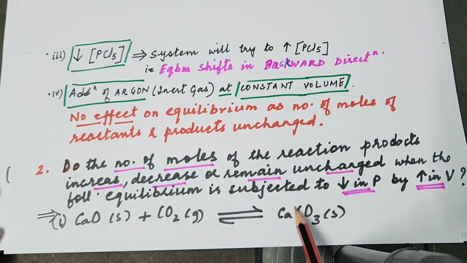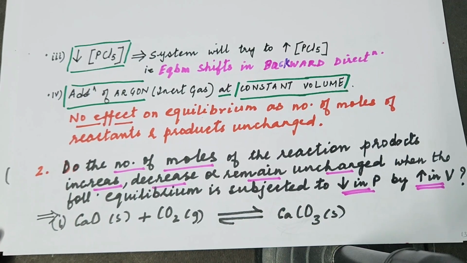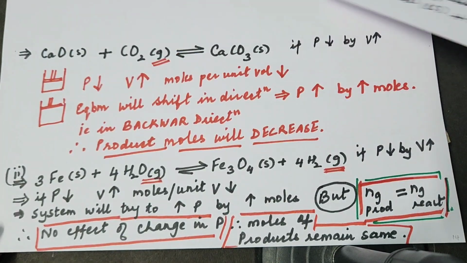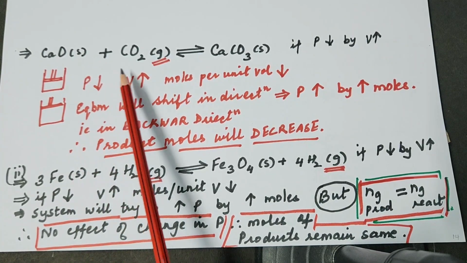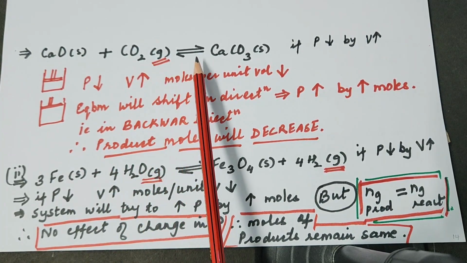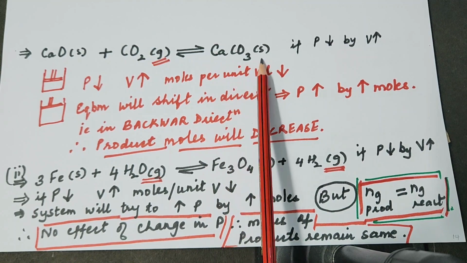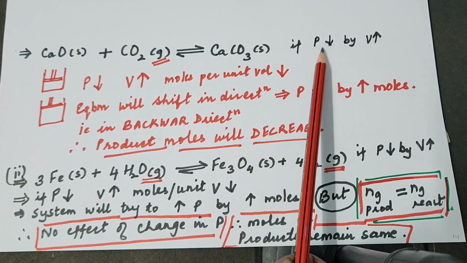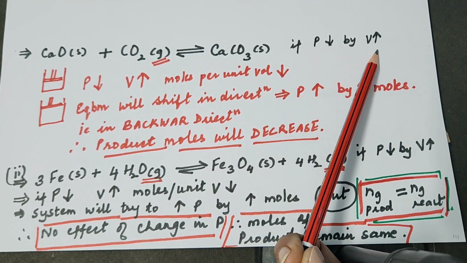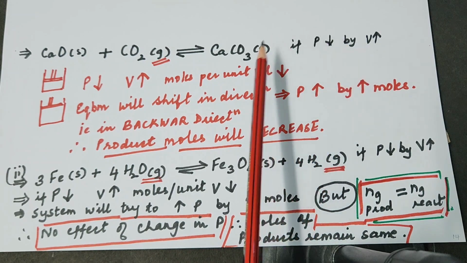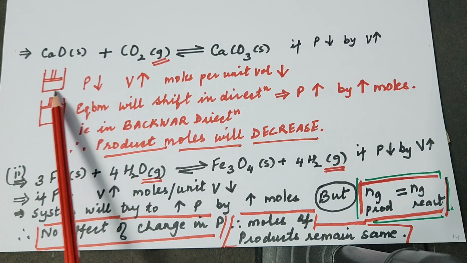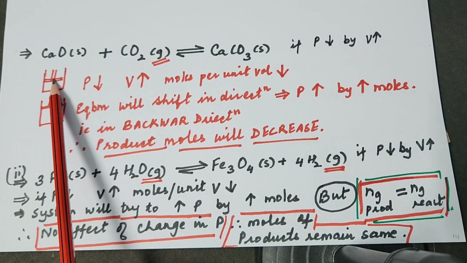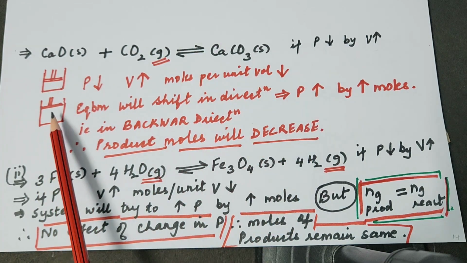He's asking you whether this side is going to increase or not. So I have the reaction once more for you. CaO solid gives CO2 gas, reversible, CaCO3 solid, and the question was, if pressure is decreased by increasing the volume, what will happen to the number of moles of the products? So this was my container. This was the original pressure. We have decreased the pressure.